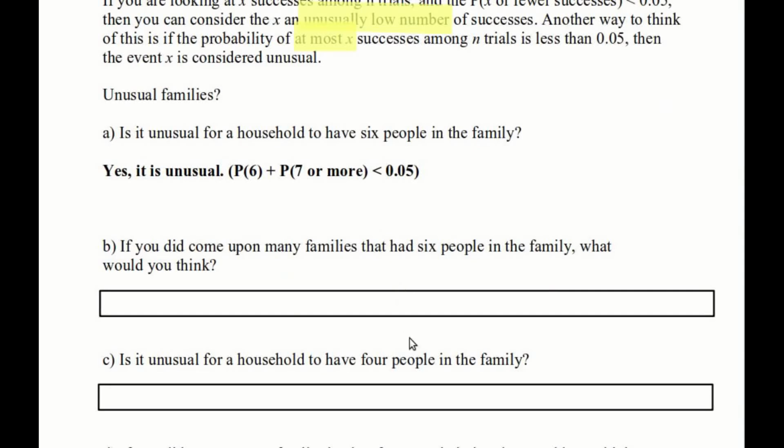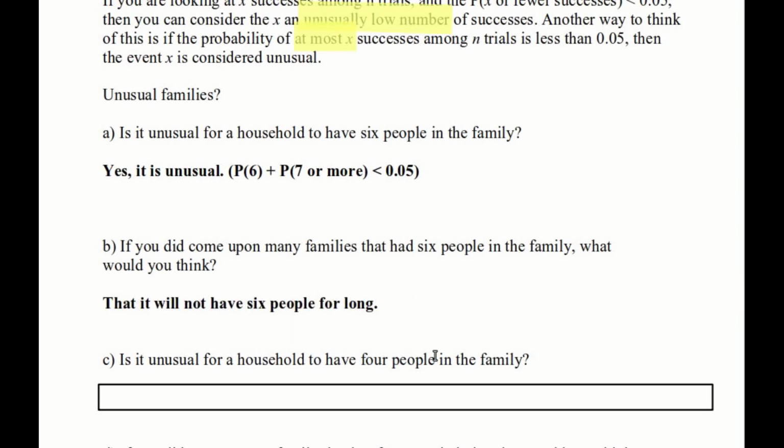If you did come upon many families that had 6 people in the family, what would you think? There's lots of ways of thinking about this, and the first that I thought of is that according to the census, that is not likely to last for long. That is, it may have had fewer people to begin with, climbed up to 6, and then some of those people will move on.